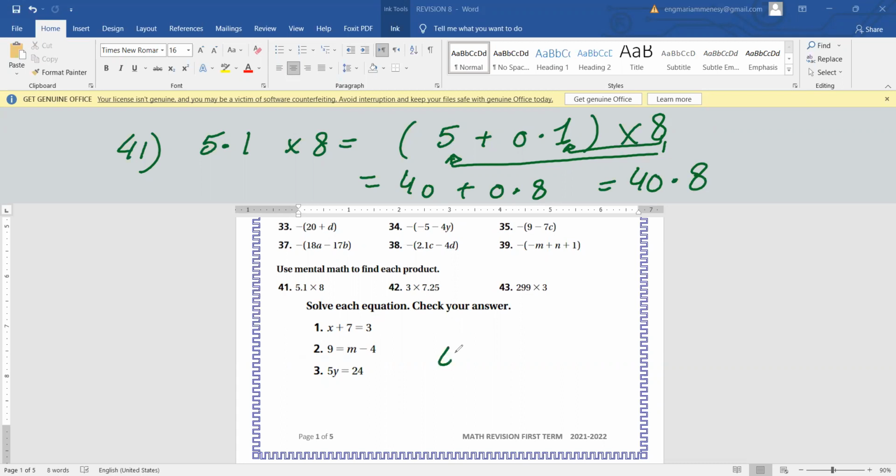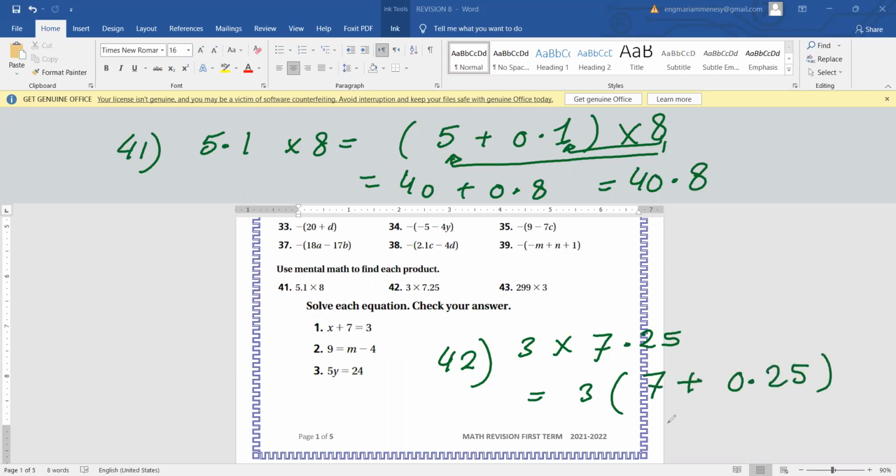Okay, how can I solve 42, my dear? 7.25. I convert it to be 7 plus 0.25. Amazing. 3 multiplying 7 is 21. 3 multiplying 0.25 is 0.75.